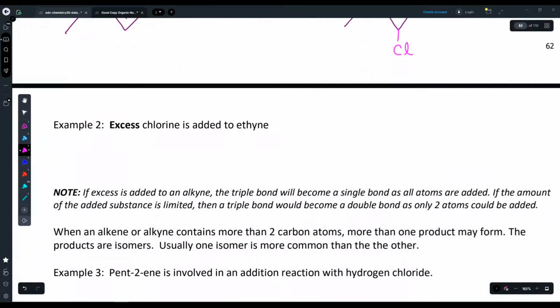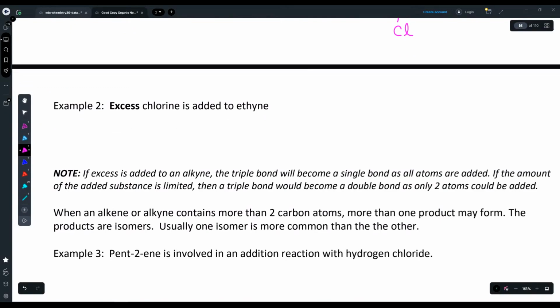For example 2, we have excess chlorine added to ethyne. Okay, so I'm going to read the note first before I draw out how this happens. If excess is added to an alkyne, a hydrocarbon with a triple bond, the triple bond will become a single bond as all atoms are added. If the amount of the added substance is limited, then a triple bond would become a double bond as only 2 atoms could be added. Basically, make sure you pay attention to the words being used in the chemical reactions that you're given.